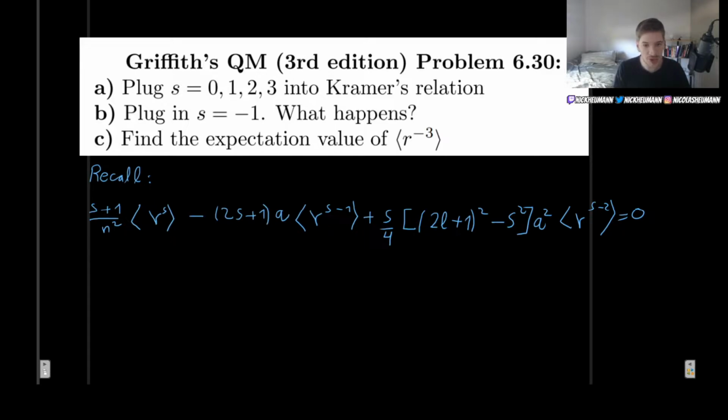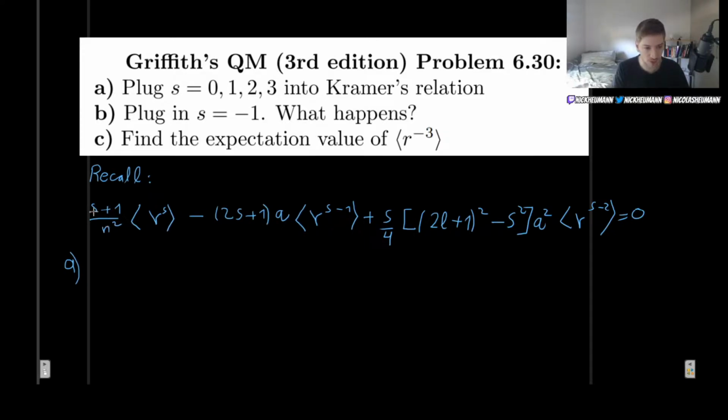Okay, so recall Kramer's relation. It is what I wrote down here. And, well, it's actually quite a straightforward problem. So we literally just have to plug in s equals 0, 1, 2, and 3 and do a little bit of algebra. So let's begin.